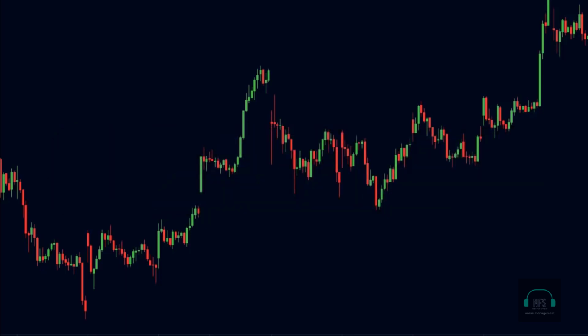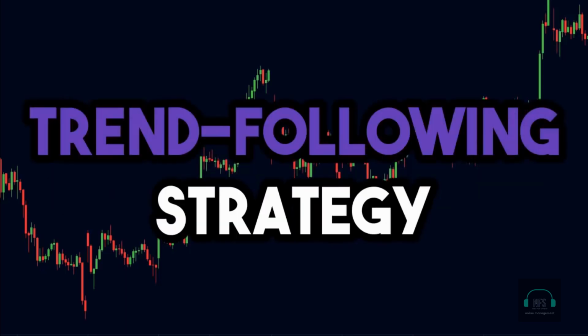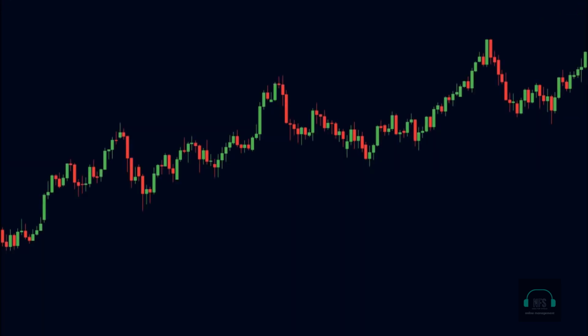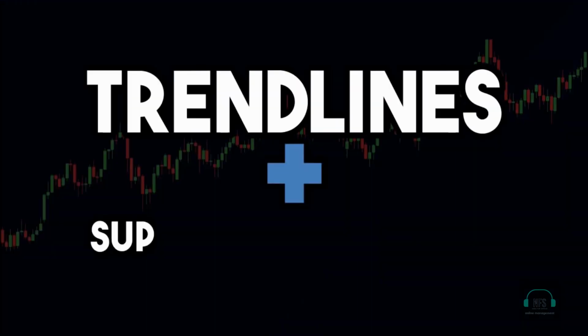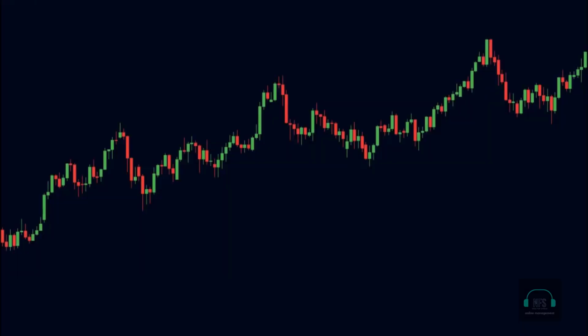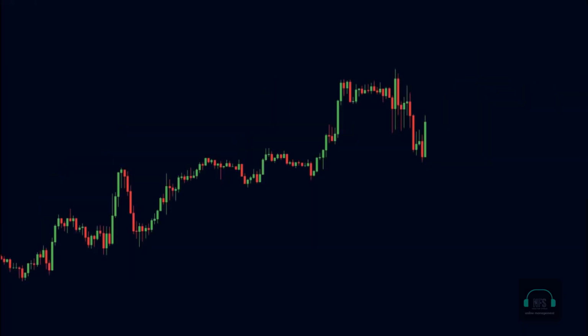The first strategy is a trend following strategy. This means that we will try to catch up moves in an uptrend and catch down moves in a downtrend. In other words, we will try to enter the trend on the pullbacks. In order to achieve this, we will use the trend lines in conjunction with support and resistance levels. Let us look at an example to understand this strategy.